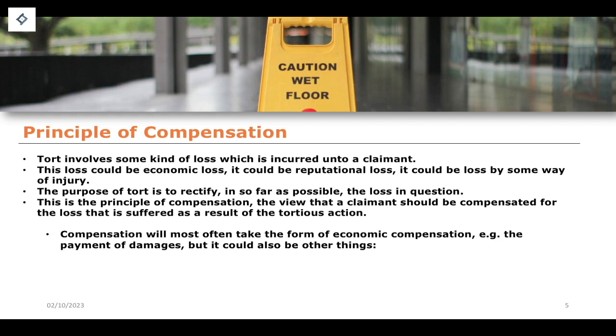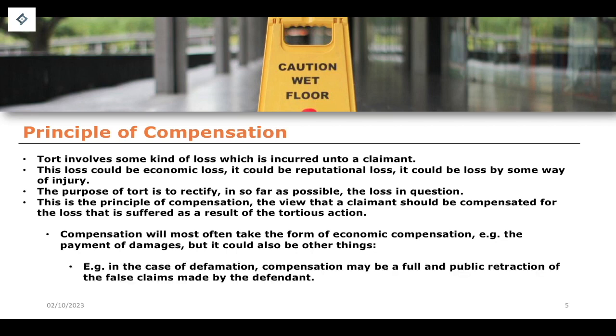So, for the most part, there is the payment of damages, but it could also be other things. I've mentioned earlier the case of defamation. When you have a case of defamation, there is often the payment of damages in some cases, but there may also be, in addition to this, a full and public retraction of the false claims that were made by the defendant. That's a type of compensation in a way.